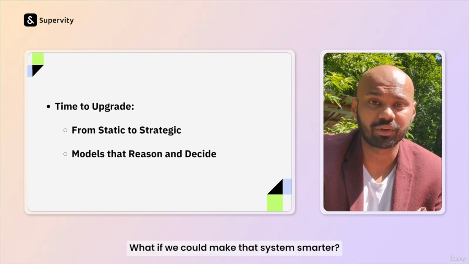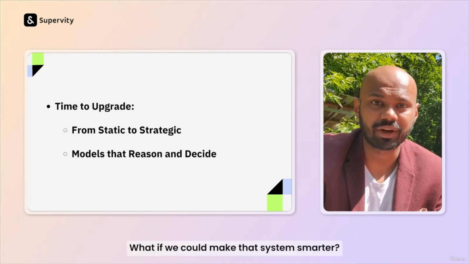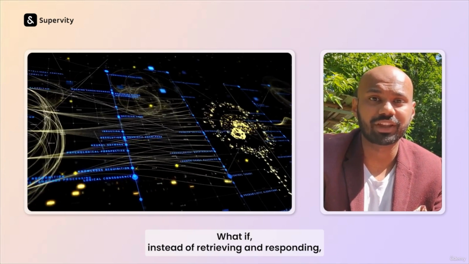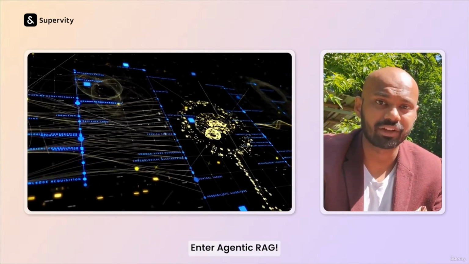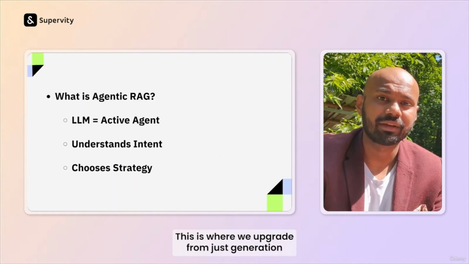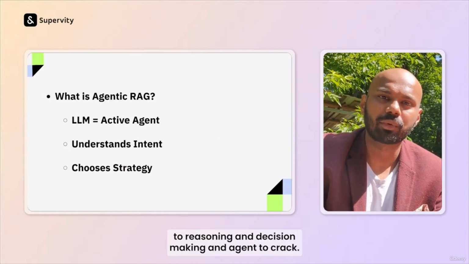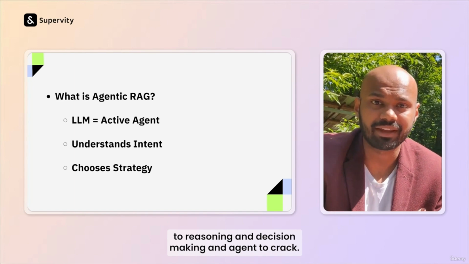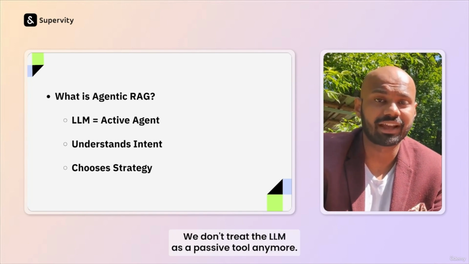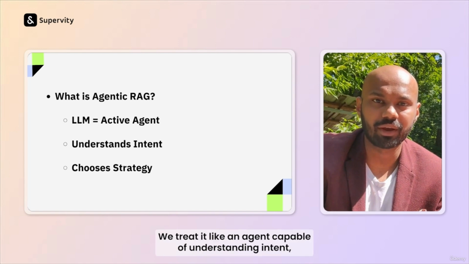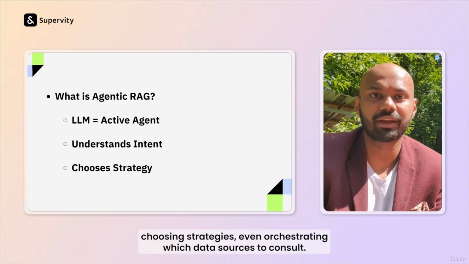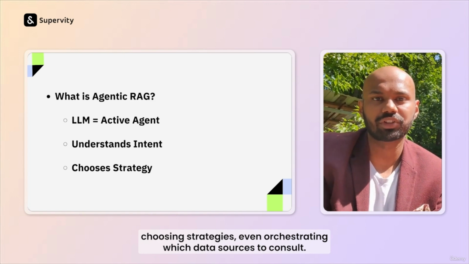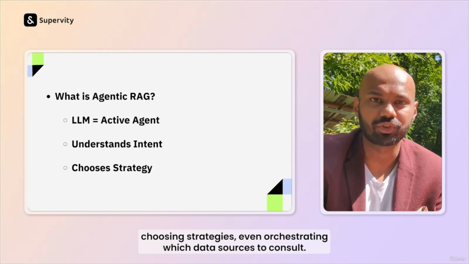But here's the thing, what if we could make that system smarter? What if instead of retrieving and responding, the model could actually decide what to do next? Enter Agentic RAG. This is where we upgrade from just generation to reasoning and decision making. In Agentic RAG, we don't treat the LLM as a passive tool anymore. We treat it like an agent, capable of understanding intent, choosing strategies, even orchestrating which data sources to consult.